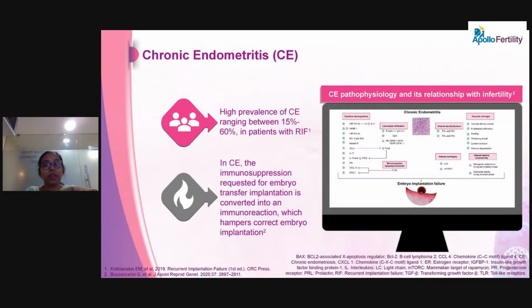Similarly, chronic endometritis. The prevalence of chronic endometritis, chronic inflammation inside the uterine cavity, ranges between 15 to 60% in women with RIF. The incidence is quite high. In chronic endometritis, normally during implantation, there should be an immune suppression. The immune suppression that is required for embryo implantation is converted to an immune reaction. Because of this chronic endometritis, there is an immune activation which hampers the embryo implantation.